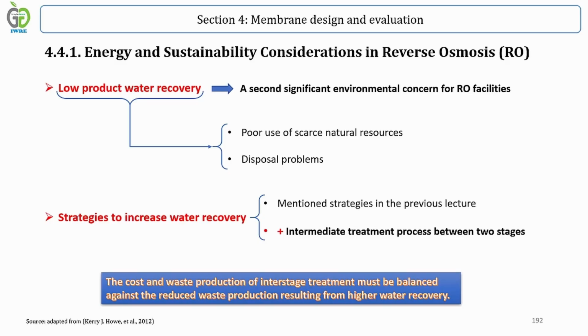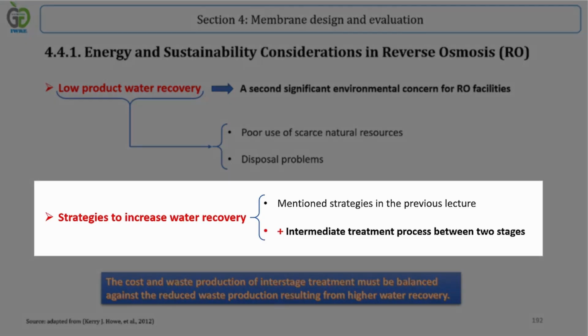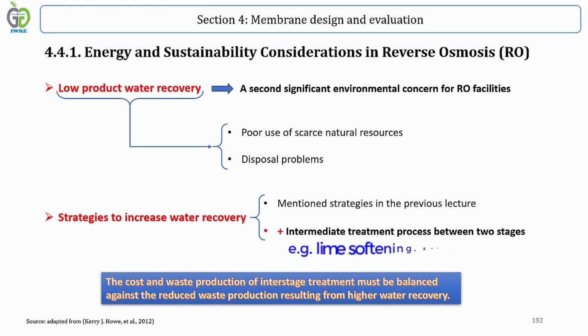to achieve recovery of greater than 90%. Some strategies to increase the recovery have been mentioned in the previous lecture, but one strategy is also to provide an intermediate treatment process between two stages of reverse osmosis membranes. For example, since calcium is often the limiting cation, lime softening can be an effective intermediate strategy. Softening can also be effective at removing other scale-causing constituents, including barium, strontium, and silica.